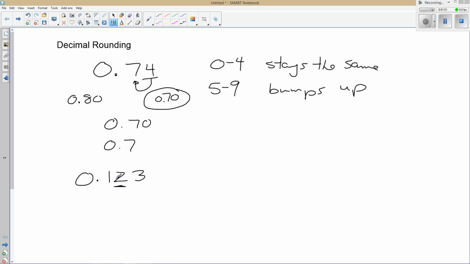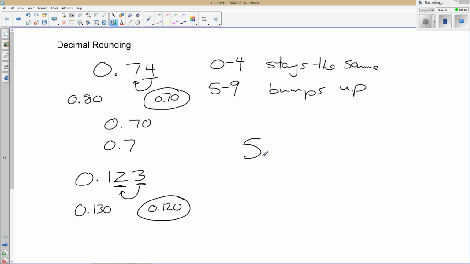Just another example, it really does follow the same rules. If we're going to round in the hundredths, we look to the thousandths. So we look at the 3, trying to round the 2. We ask ourselves, is it closer to 130 thousandths, or closer to 120 thousandths? The 3 tells us we round down, it's closer to 120 thousandths.